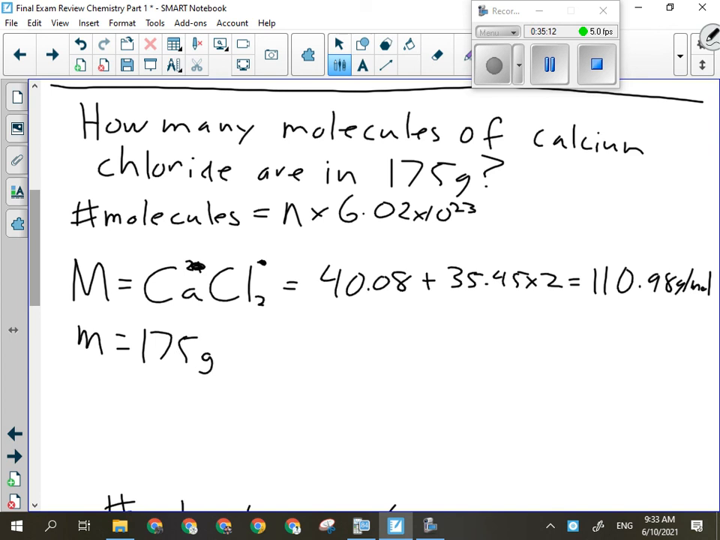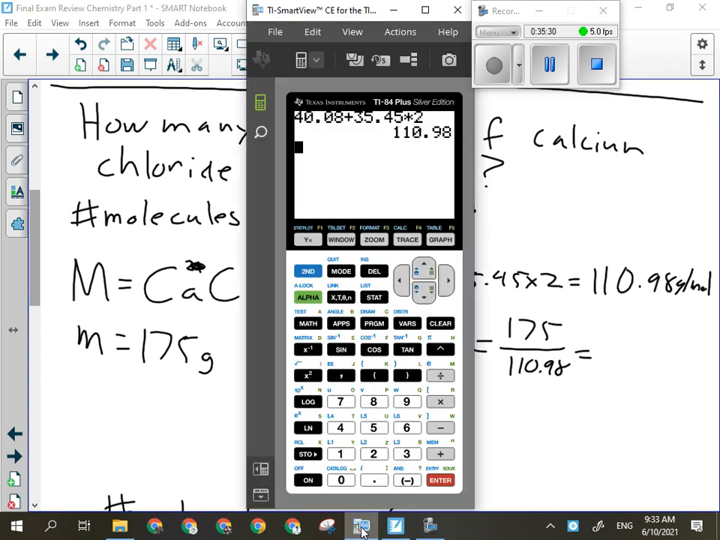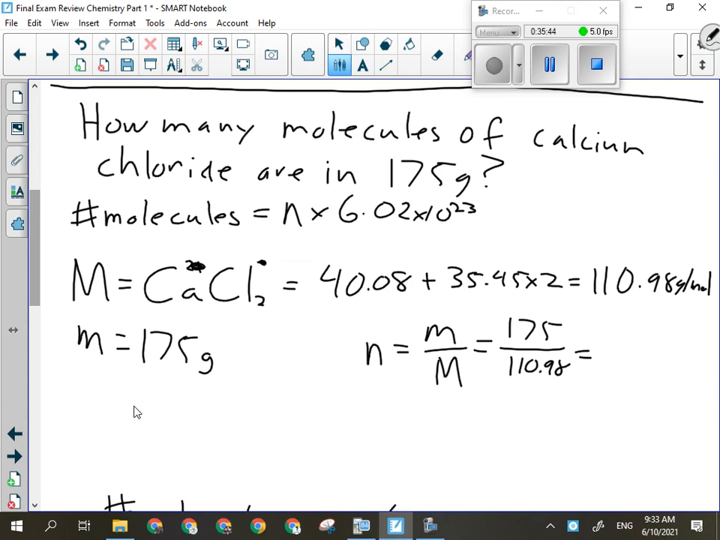All right, what can I get if I have little m and big M? The number of moles, and that's what I've got to get next. So I'm just going to use the mole equation as it's given to me. n equals little m over big M. So 175 grams divided by 110.98 grams per mole will give me n. Okay, so I have 1.5768. I'm going to keep all those decimals. I'm just going to write 1.58 moles.